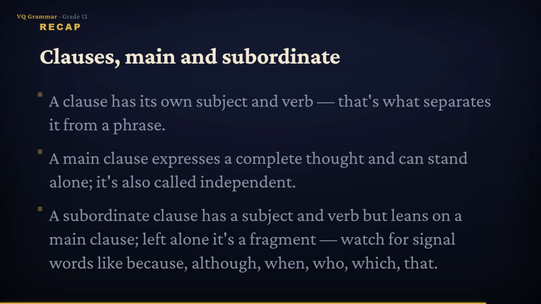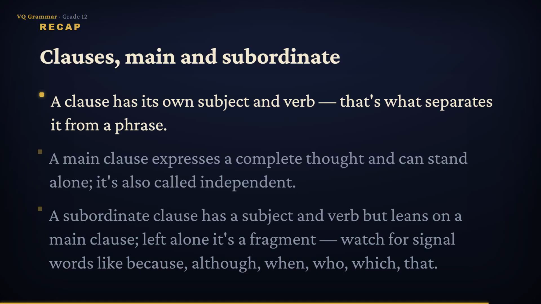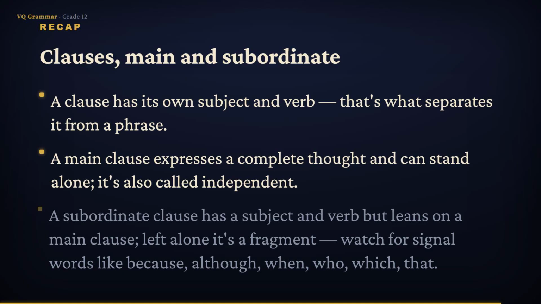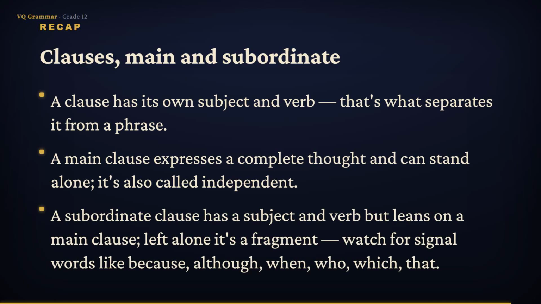Let's gather up what we learned. First, a clause is any group of words with its own subject and verb. And that subject and verb test is exactly what separates a clause from a mere phrase. Second, a main clause expresses a complete thought and can stand alone as a sentence. That's why we also call it independent. And third, a subordinate clause also has a subject and verb, but it leans on a main clause to finish its meaning. Leave it standing alone, and you've written a fragment.